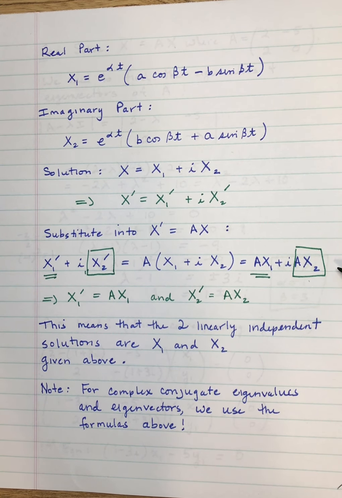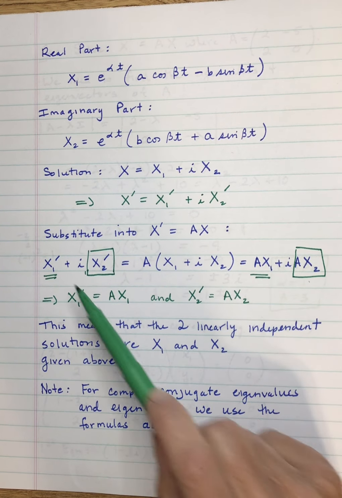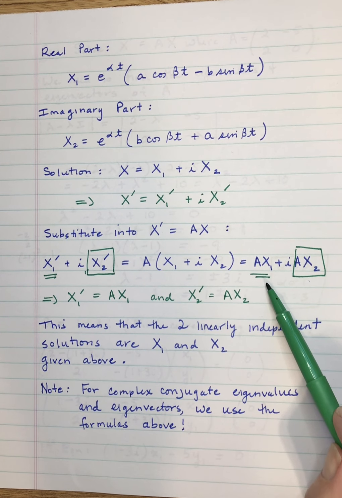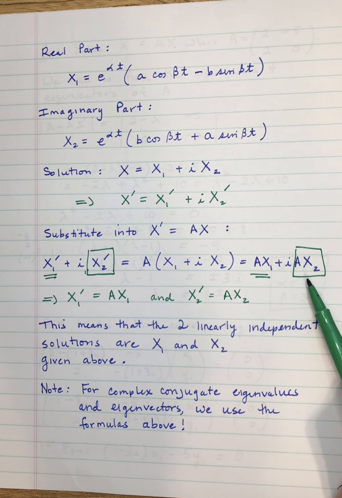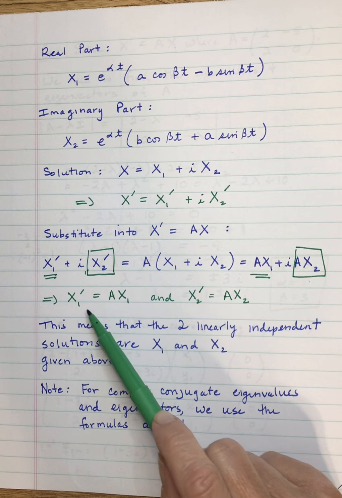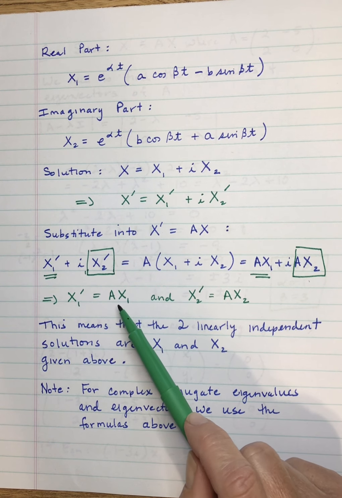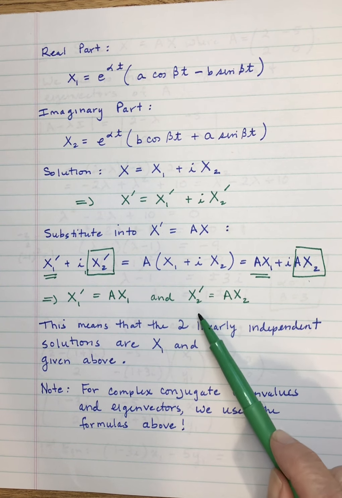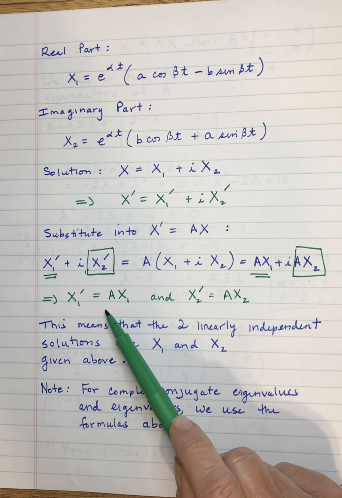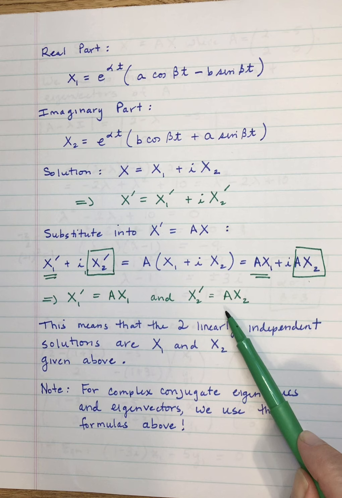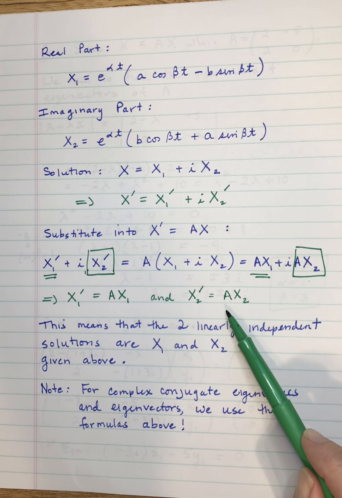Remember, x is a solution. So the real parts, the things I've underlined here, have to equal, and the imaginary parts have to equal. So that tells me x1 prime equals A times x1, and x2 prime equals A times x2. This means x1 is a solution. This means x2 is a solution to the system.